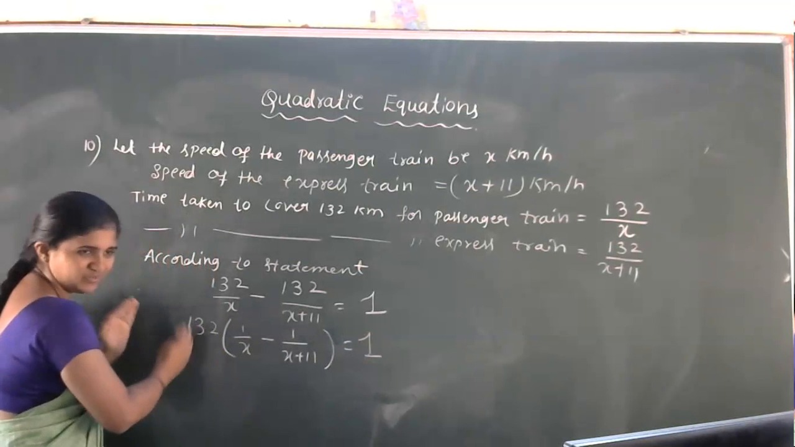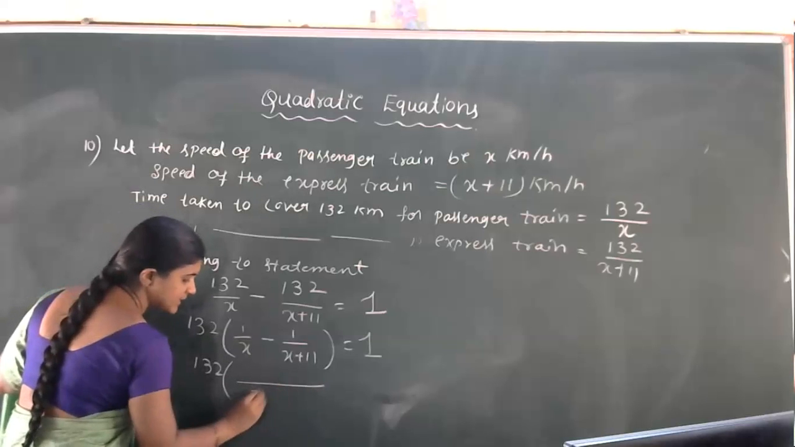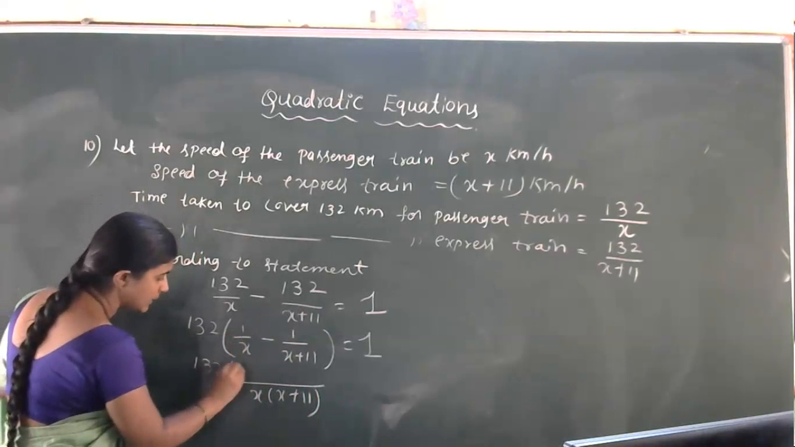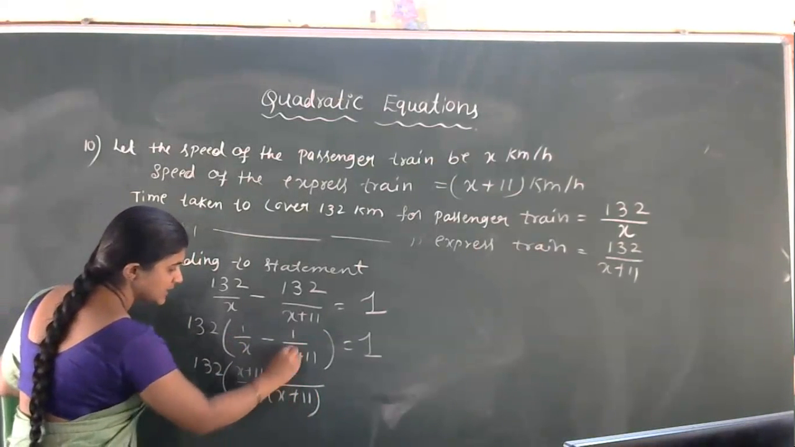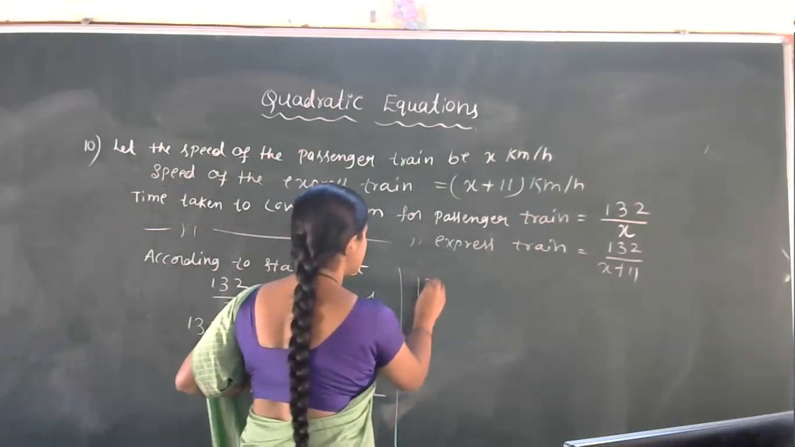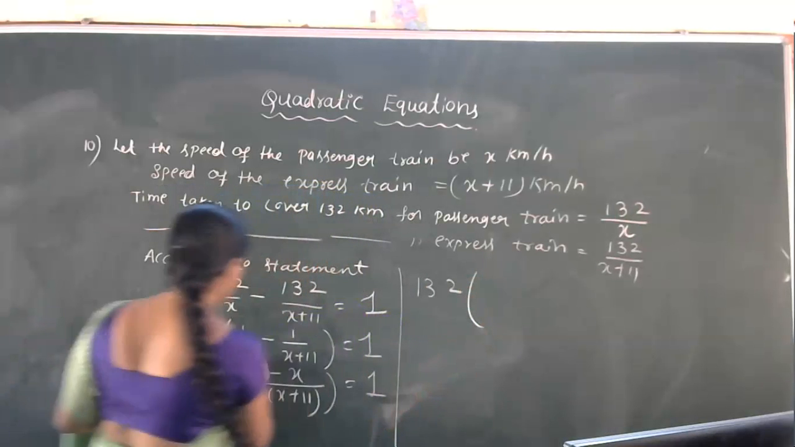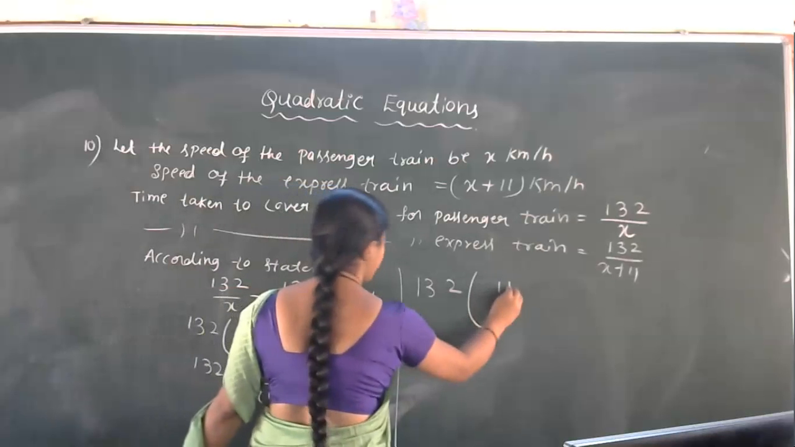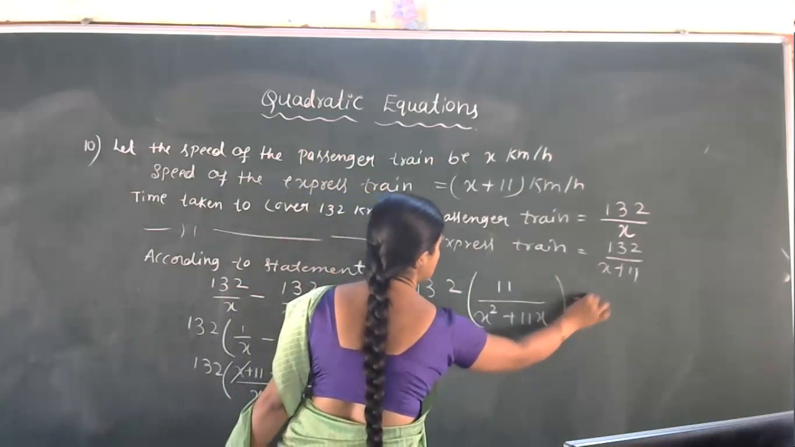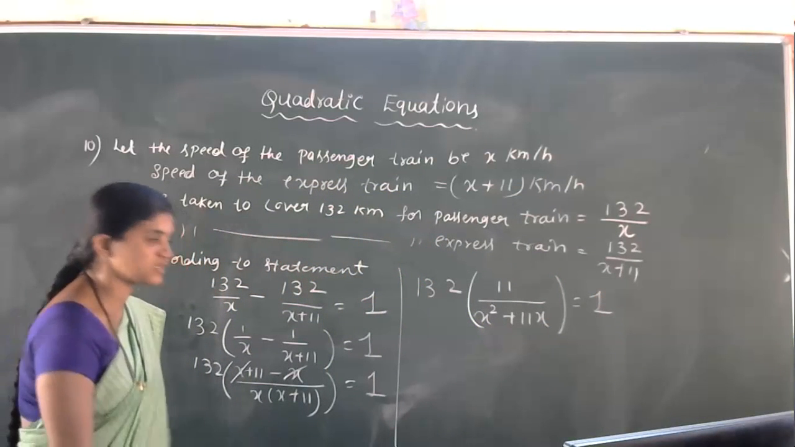Let us keep 132 for some time outside as a common factor. Now 132 into, here x into x plus 11 is the LCM. Then here 1 into x plus 11 minus x, which is equal to 1. Now I'll continue here. 132 into x plus 11 minus x, that is plus x minus x gets cancelled. 11 divided by x square plus 11x, which is equal to 1.